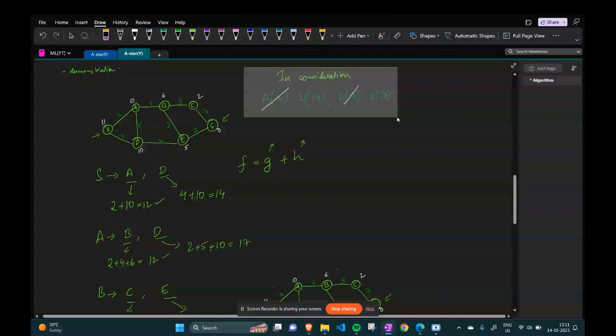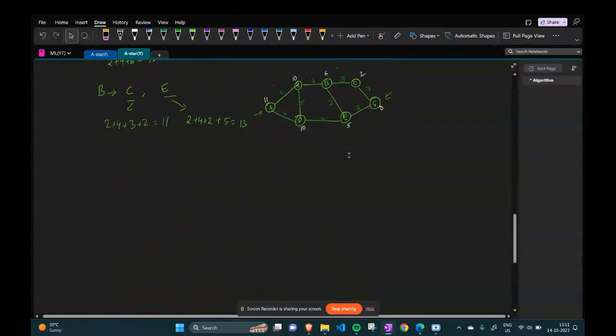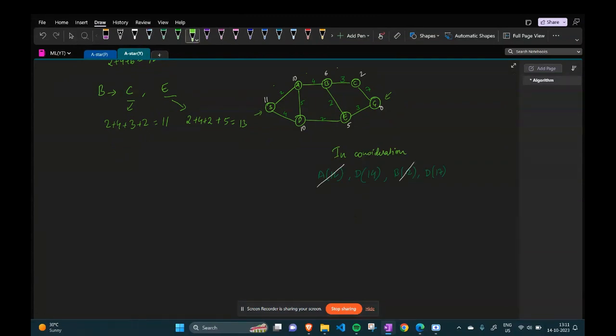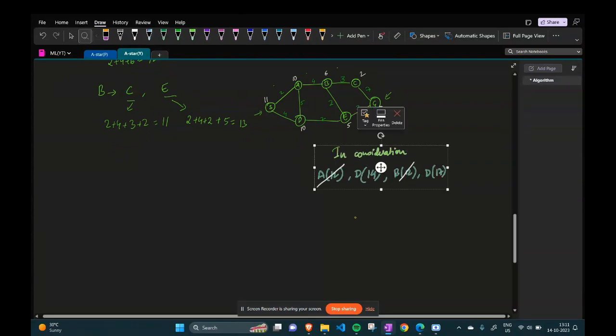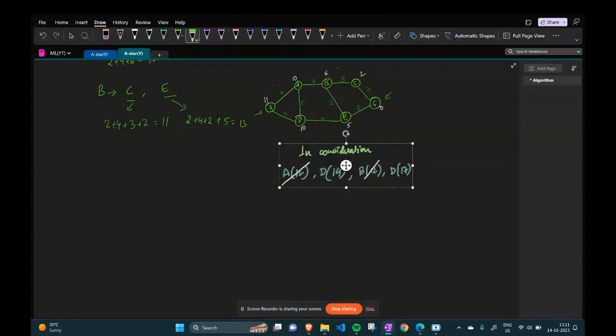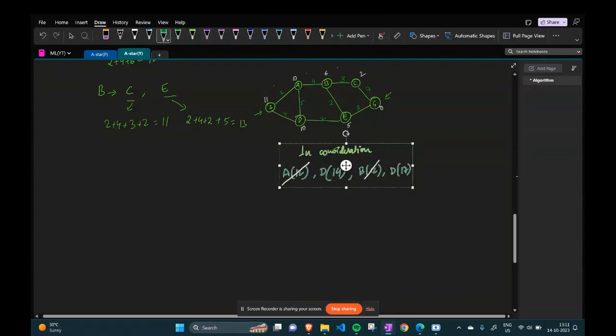Now we update our in consideration table as well, and we add to it C with an A star value of 11, and E with an A star value of 13. Now, the least of all of this in our in consideration table would be 11, which is C. So we cross that out, and that's our next node to be visited.